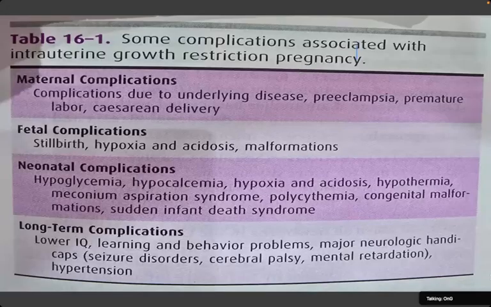Complications with fetal growth restriction can include maternal, fetal, neonatal and long-term complications. These include the complications due to the underlying disease. With fetal complications, it's stillbirth, hypoxia, acidosis, and malformations. With neonatal complications, these include hypoglycemia, hypocalcemia, hypoxia, acidosis, and others. And with long-term complications, these are usually lower IQ, learning and behavior problems with major neurological handicaps, such as seizure disorders, cerebral palsy, mental retardation.